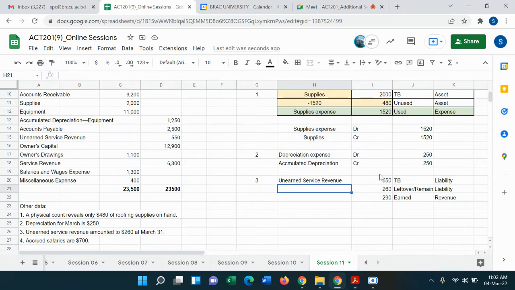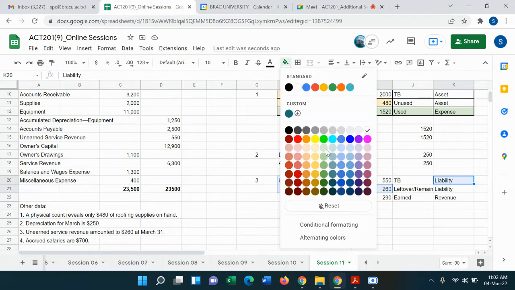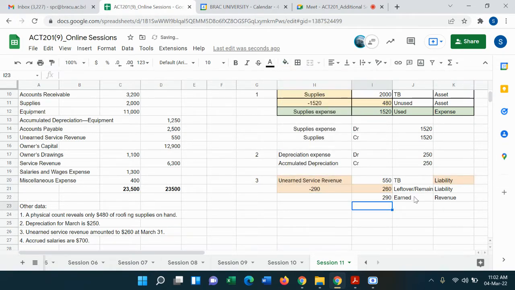So we provide the service. How can we make this 550 to 260? What should be the adjusted amount here? Adjusted amount should be 290. So we need to reduce this unearned service revenue by 290 to make it 260. That means the liability will be reduced by 290. That is our adjustment here.